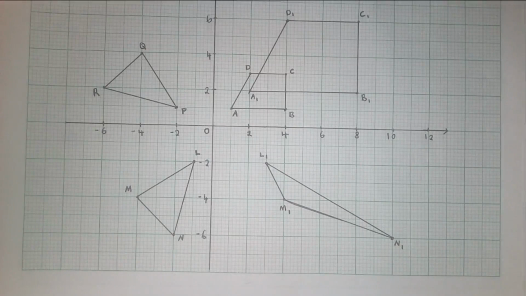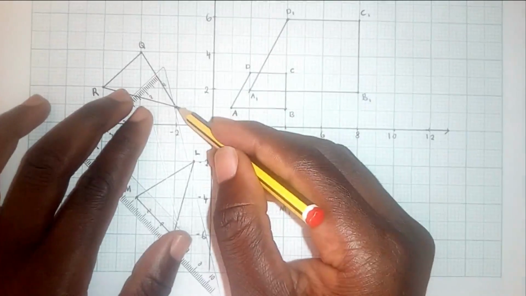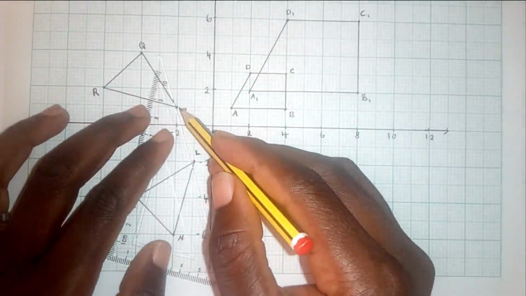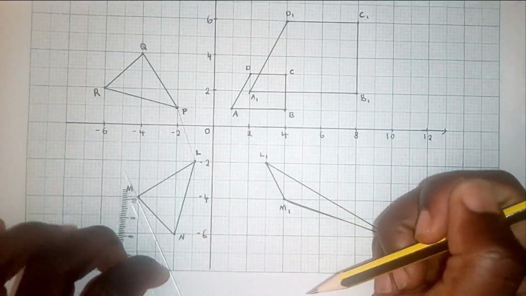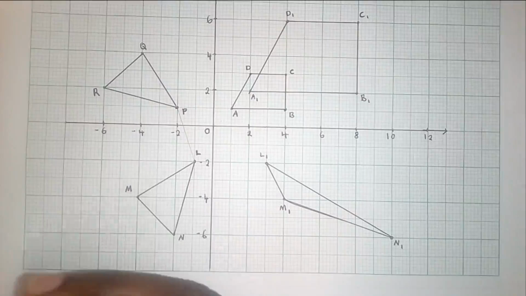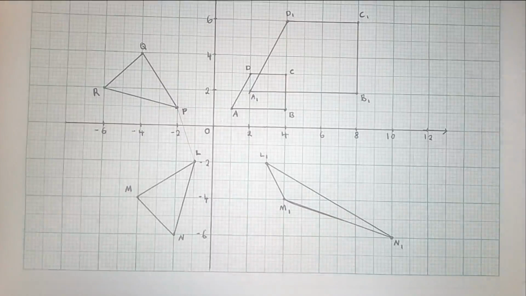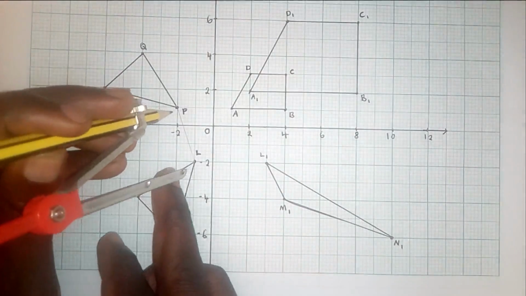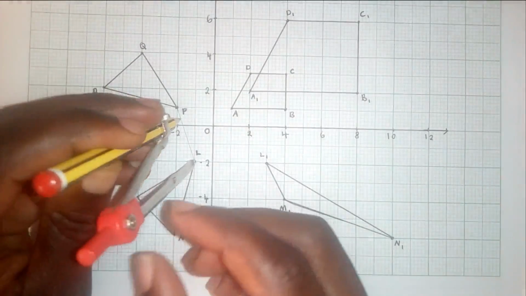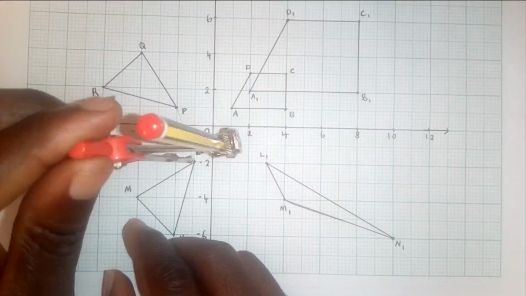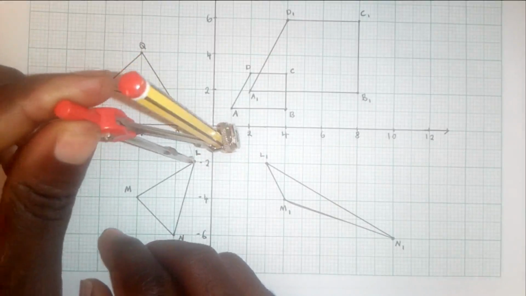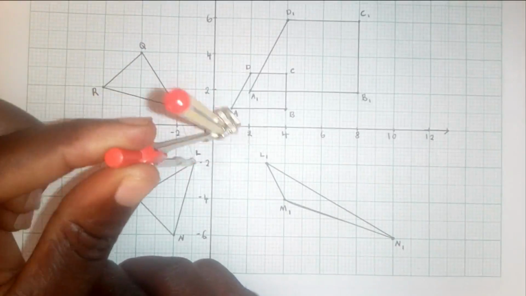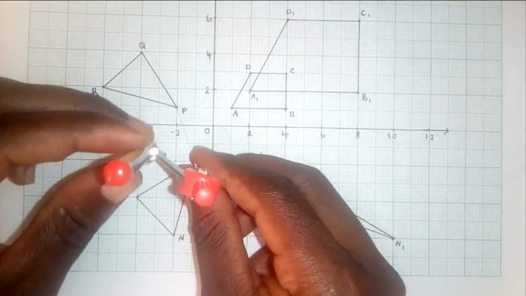I can show you a little bit of what you need to know in case you want to find the center. You pick 2 corresponding points and join them. Then bisect the line: put your compass, open it a little more than half of the line joining the 2 points, and make an arc like this.